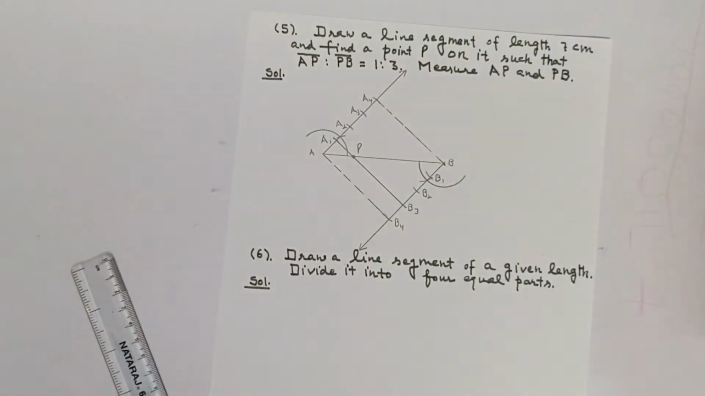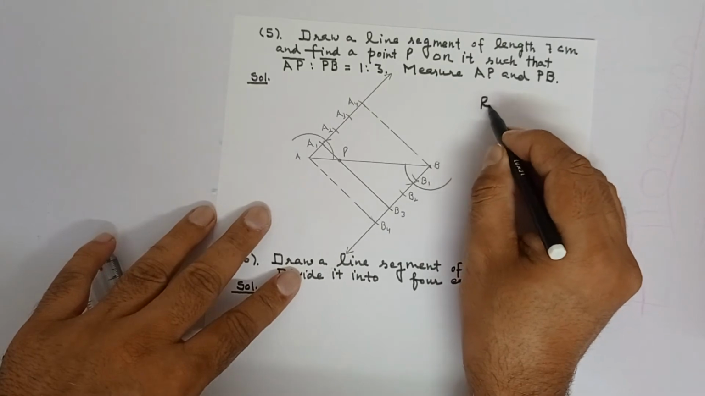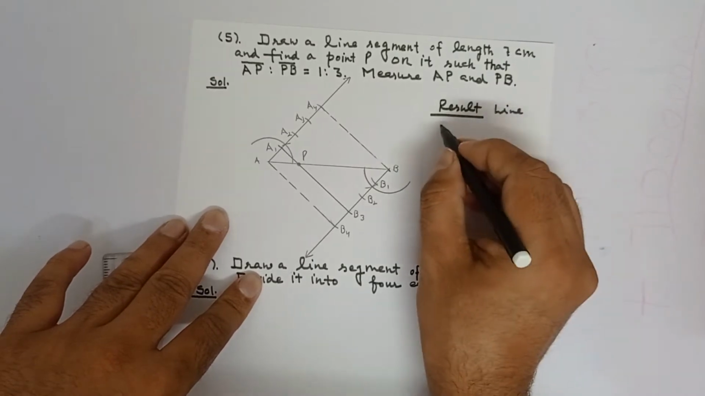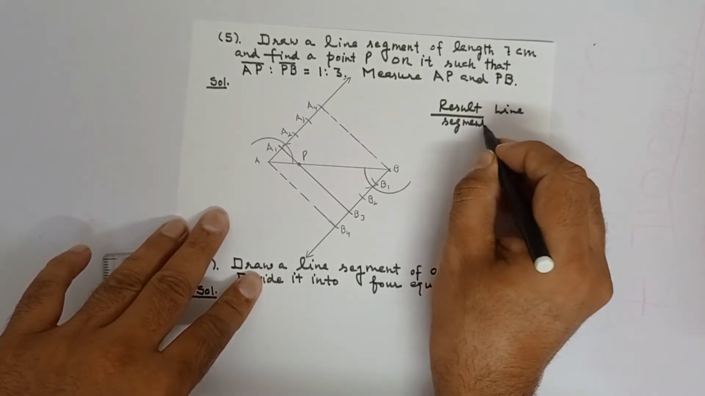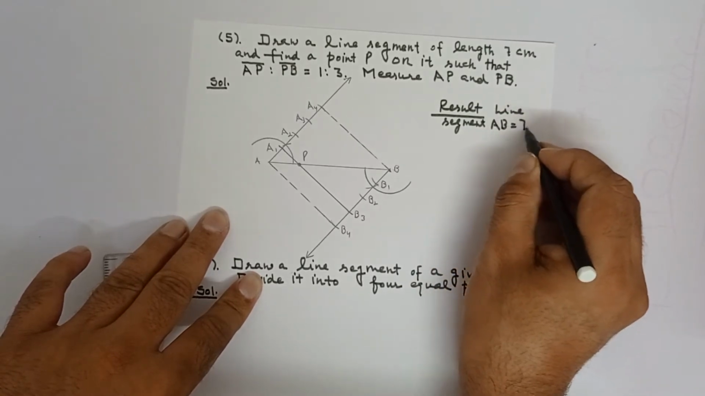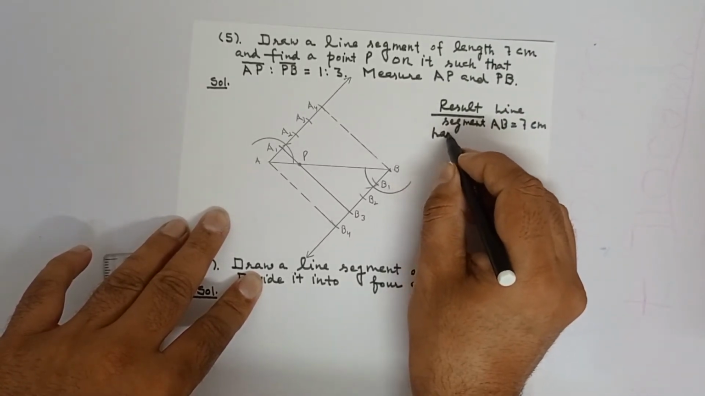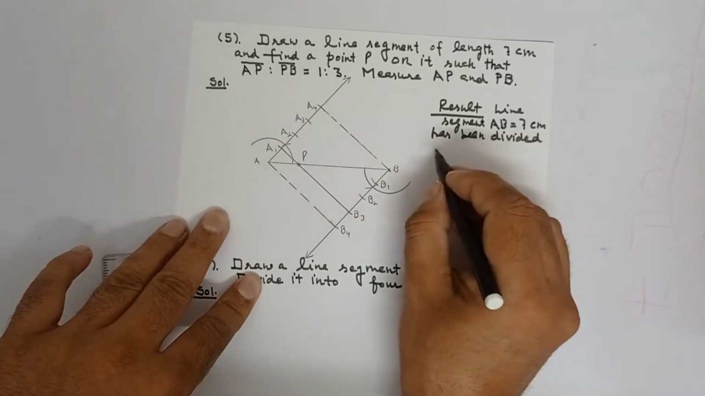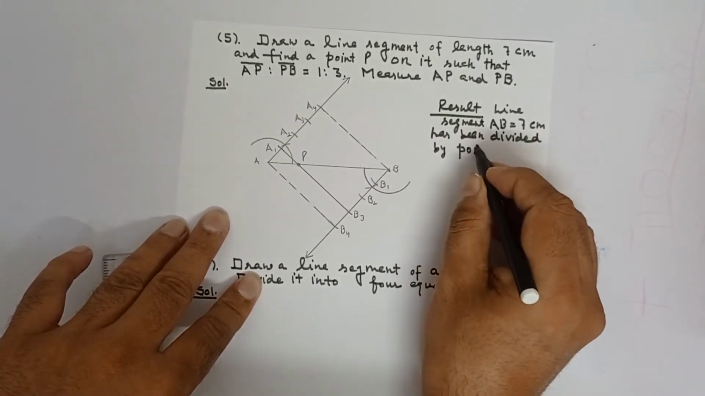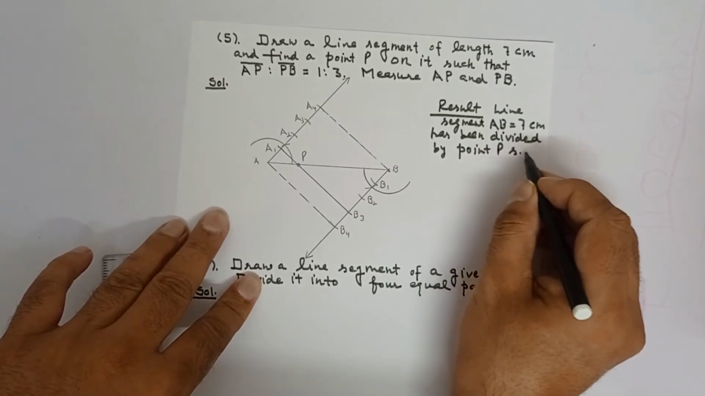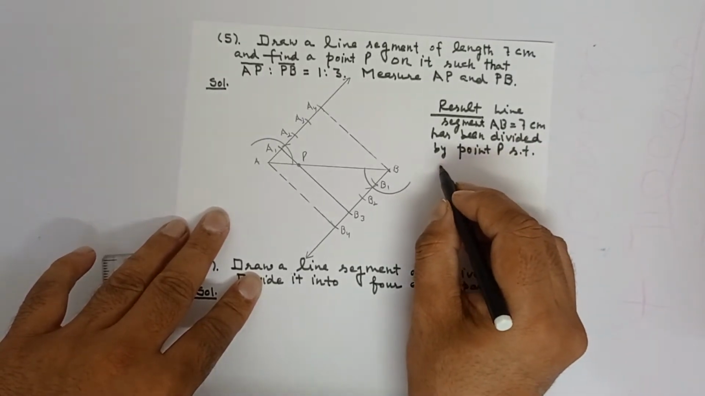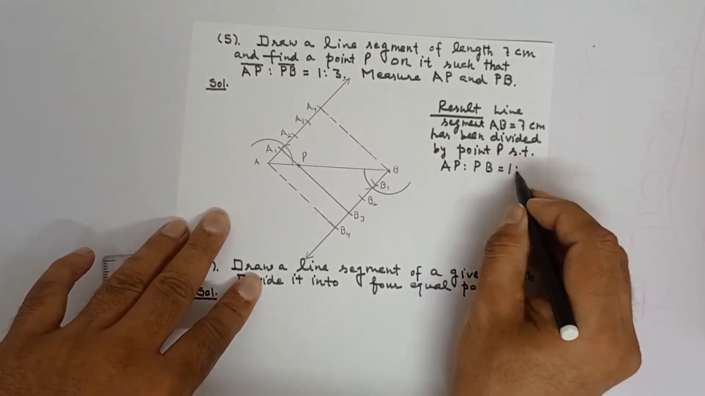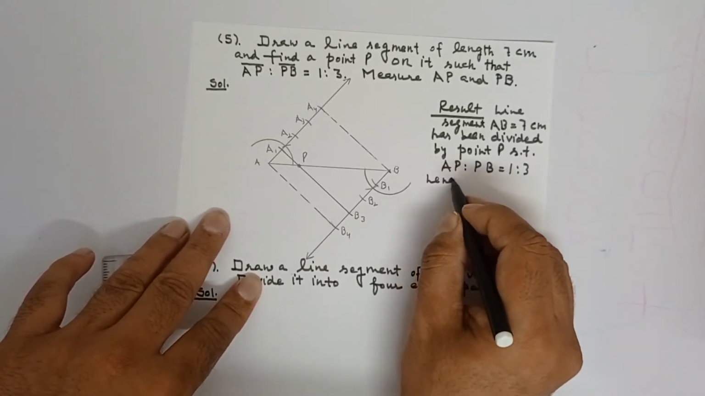Result we will write now. Result: line segment AB, it is equal to 7 centimeter, has been divided by point P, such that AP ratio PB is equal to 1:3. Now we need to measure AP and PB.